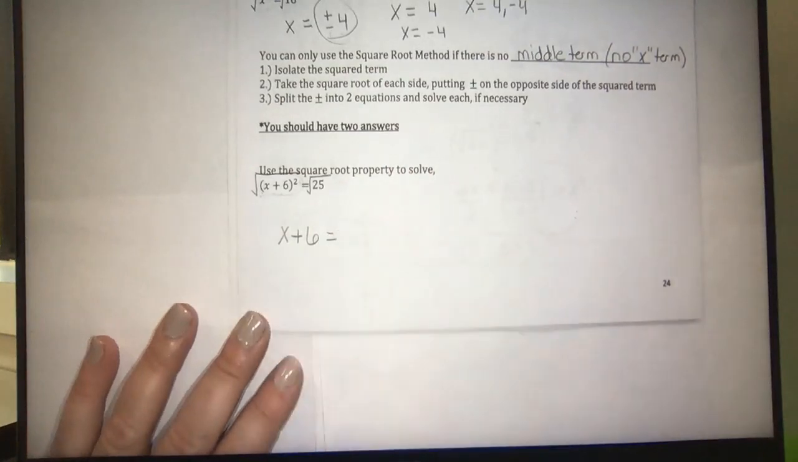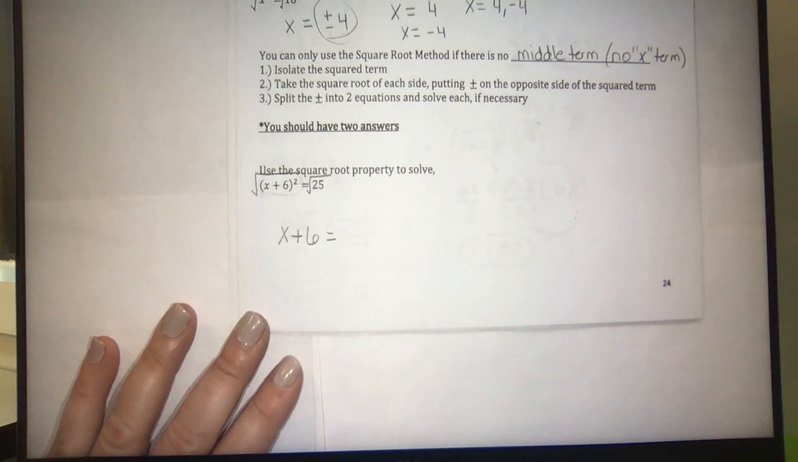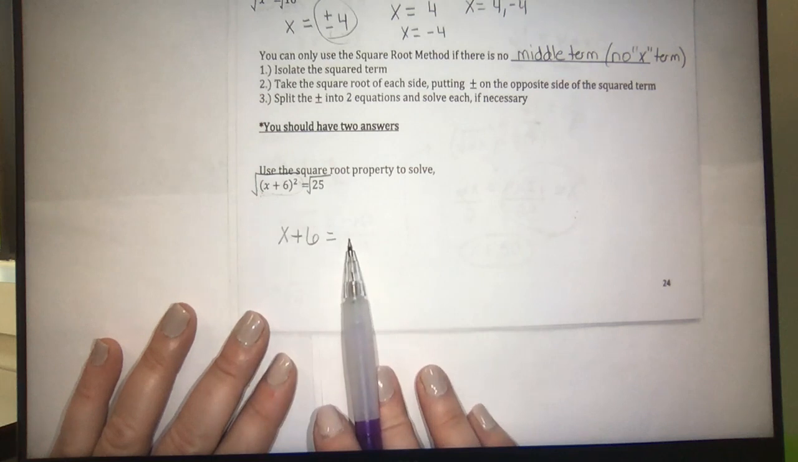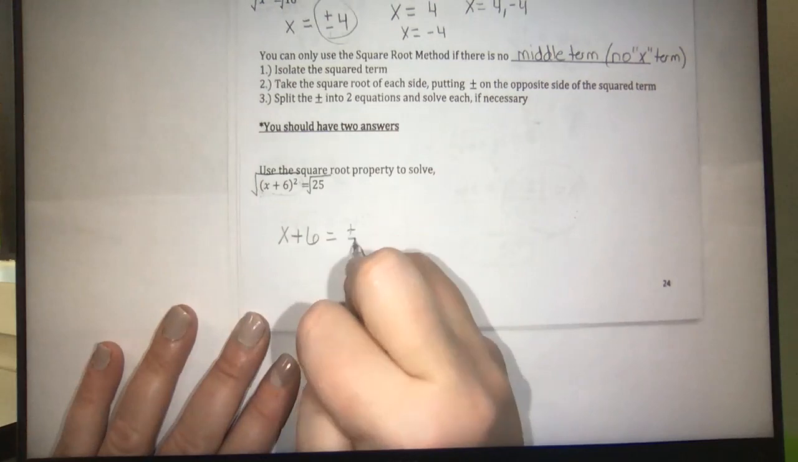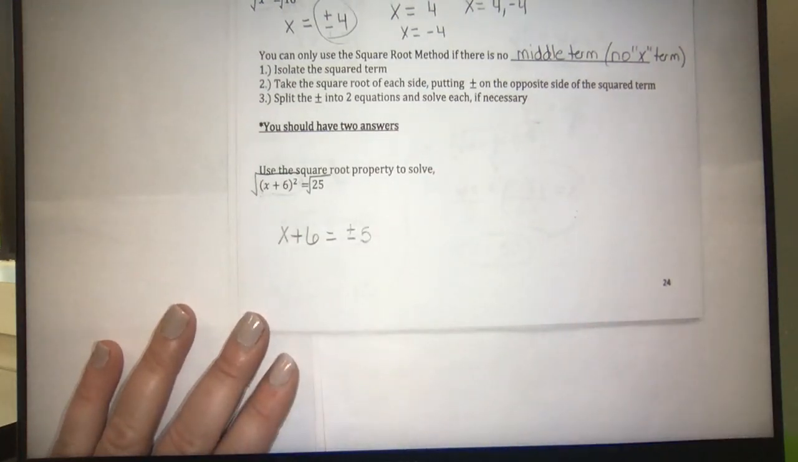Okay. Over here, I have the square root of 25. Now, normally you just put 5 and move along, but you had a letter squared on the other side. So instead of just putting a 5, what are you going to write? Plus and minus 5. Okay. So again, I know the square root of 25 is just 5, but you have a squared term on the other side of the equal sign. That's why you have to put both.